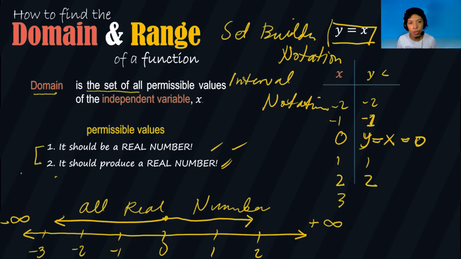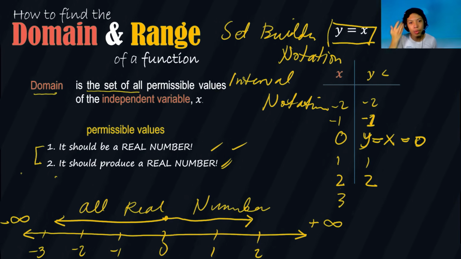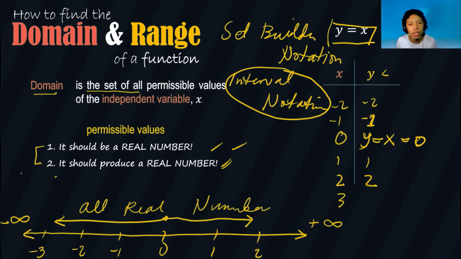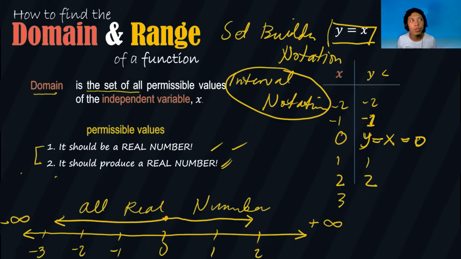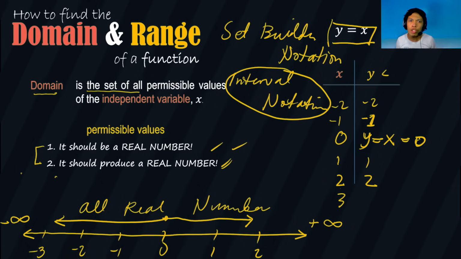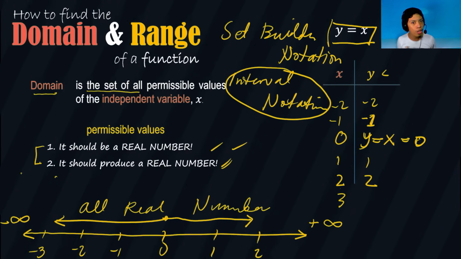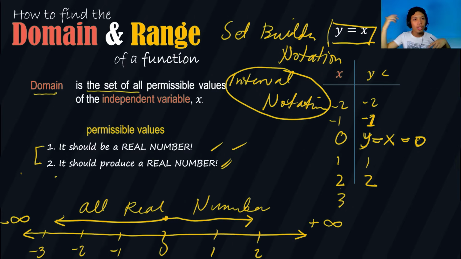Okay, so let's talk about interval notation. So ano ba ang ibig sabihin ng interval notation? This one. What does it mean? When we say interval notation, interval. So from 0 to 1, interval ito niya. From 2 to 3, 2 to infinity, from 0 to negative infinity.